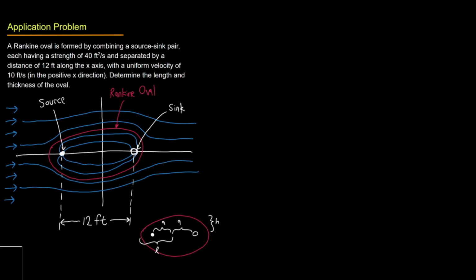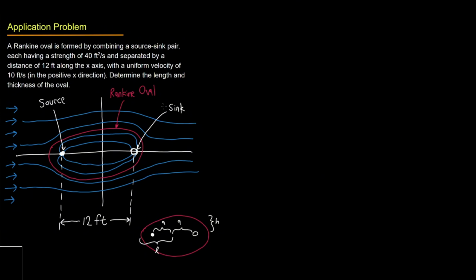Tonight's application problem is going to go over a Rankine oval. A Rankine oval is formed by combining a source-sink pair, each having a strength of 40 feet squared per second and separated by a distance of 12 feet along the x-axis, with a uniform velocity of 10 feet per second in the positive x direction. Determine the length and thickness of the oval.